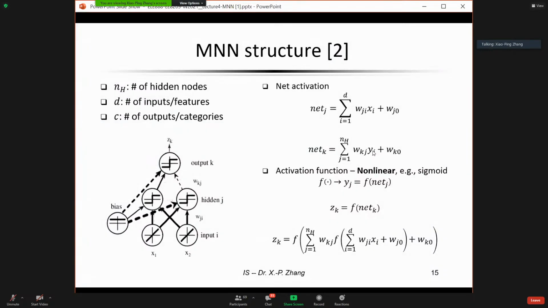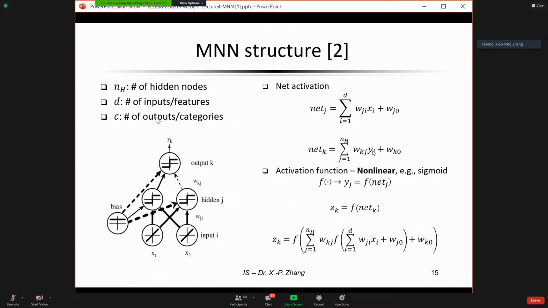So here are some notations. This is the input layer. This is a hidden layer. Hidden layer we call hidden J, right? So you can have multiple J, and then output K. This is the kth output. You can have multiple outputs as well, right? If it's two classes, you can use one output. But if you have multiple outputs, you can handle multiple classes.